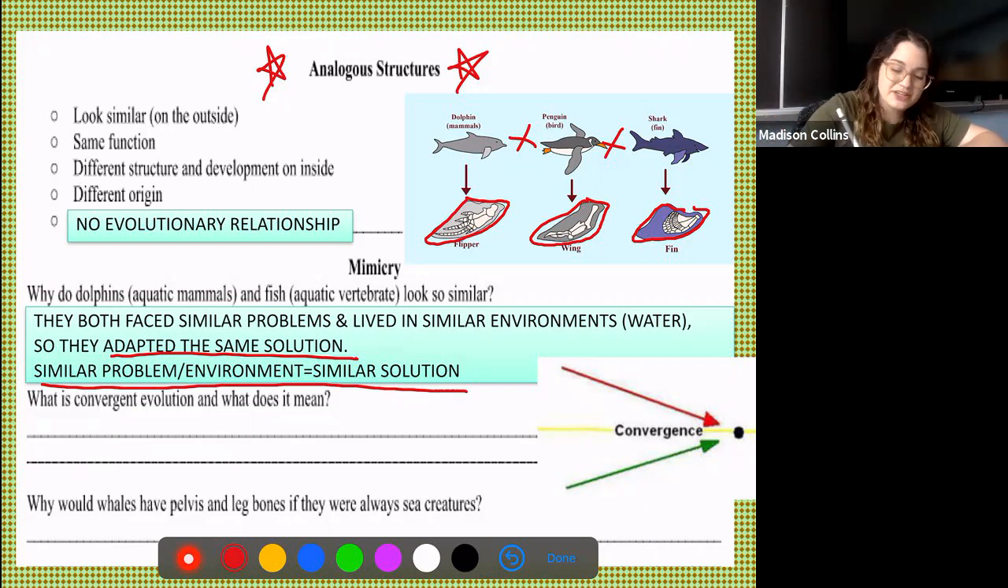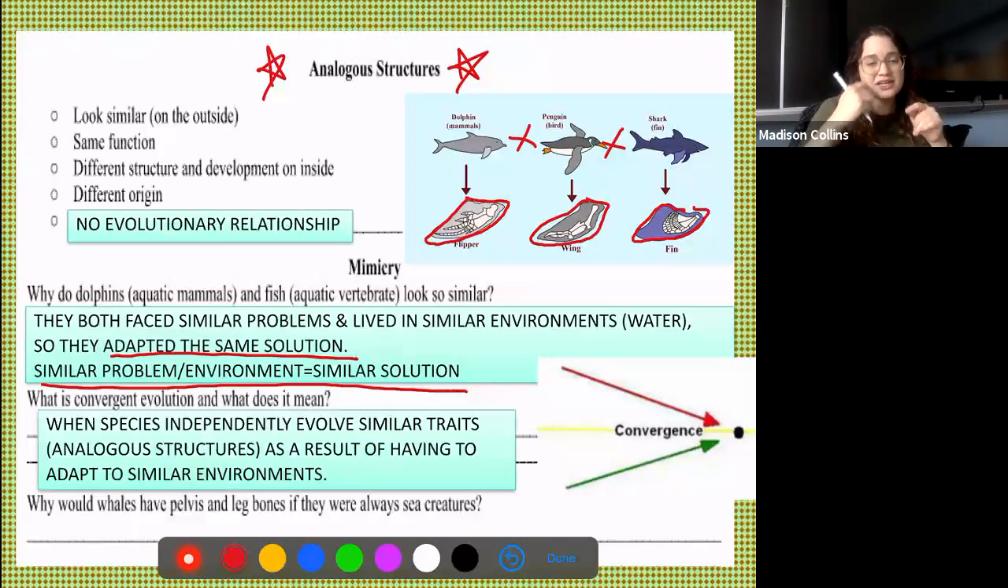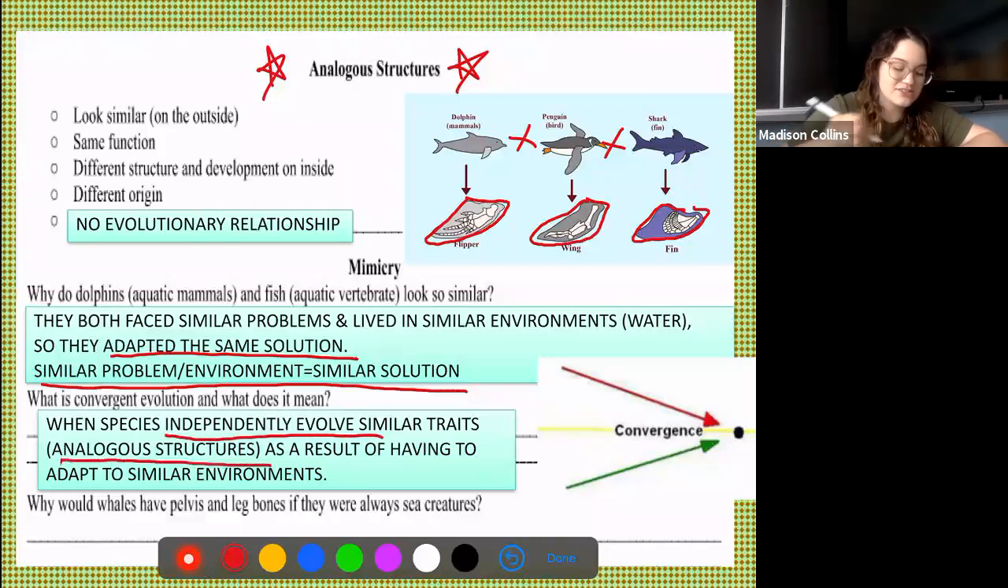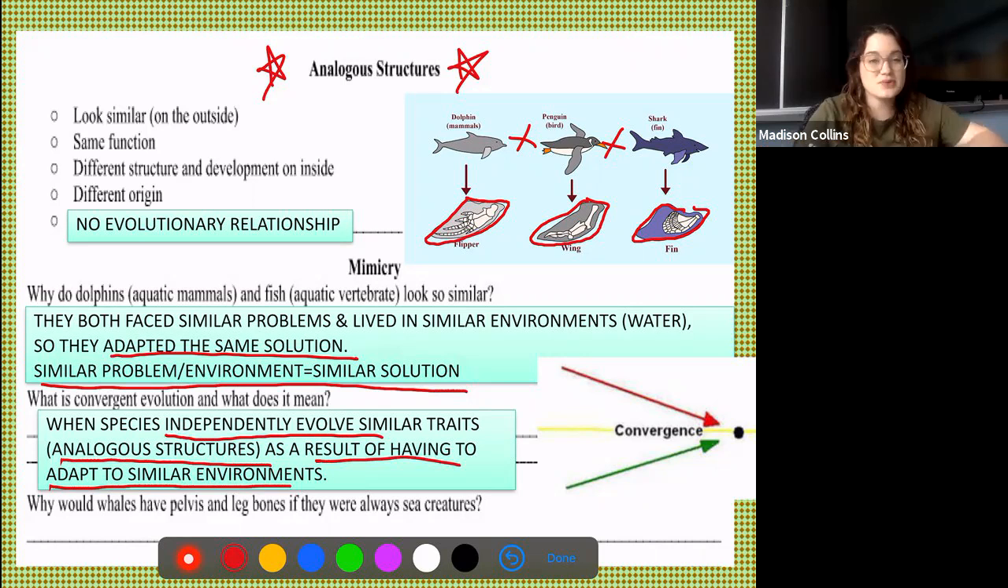So you can see this picture right here. If lines are convergent, that means they come together. They once were separated, but they're coming together. So how can we apply this to evolution? What does this mean? Well, convergent evolution is when species independently evolve similar traits, right? We call these analogous structures, and they independently evolve those traits as a result of having to adapt to similar environments, right? So again, these organisms, if they share analogous structures, they do not share a common ancestor, right?